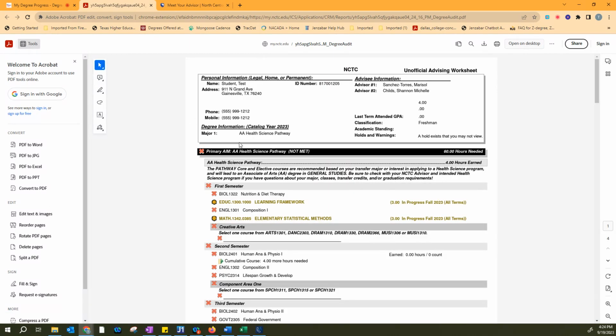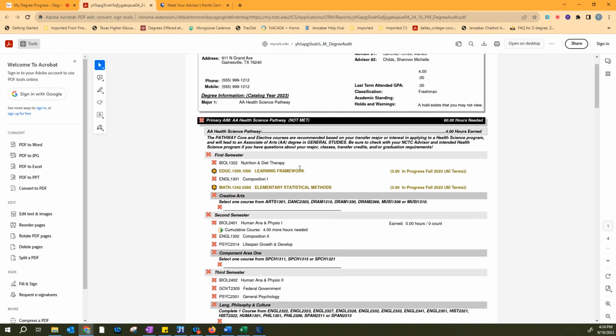This is where you're going to look at your major and your assigned advisors and your progress. So you first want to make sure we have you under the correct major, your certificate or degree plan, and your GPA will be listed here as well as your assigned advisors. This student is under a health science pathway, which means they are working on prerequisites to get into one of our amazing health science programs.